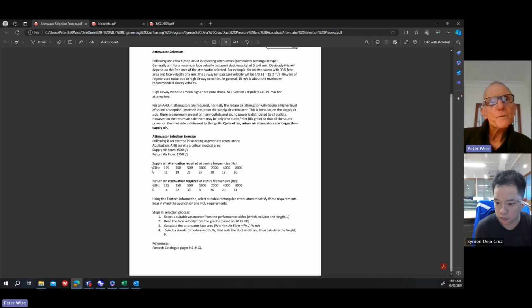Okay, and I've just written down here some fictitious numbers that I've come up with. Supply air attenuation requirements at those frequencies and return air attenuation required. And so I've said, using the Fantech information, select suitable rectangular attenuators to satisfy these requirements. Bear in mind the application, which we've just talked about, and NCC requirements, which is the 40 pascals pressure drop.